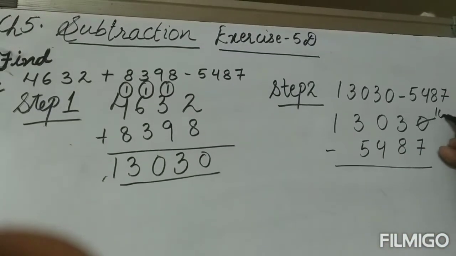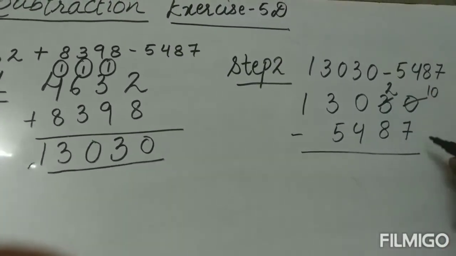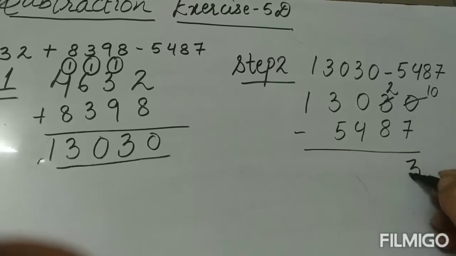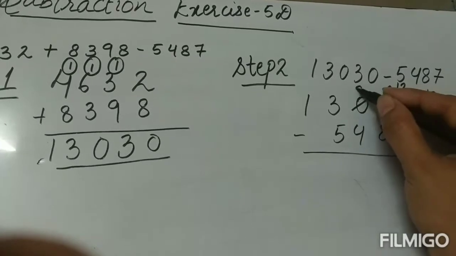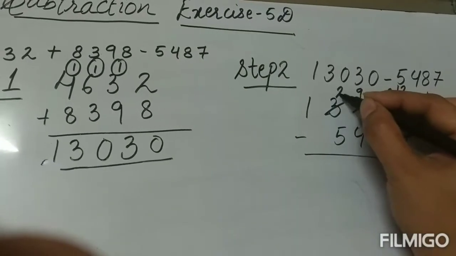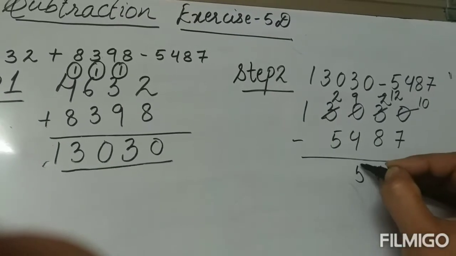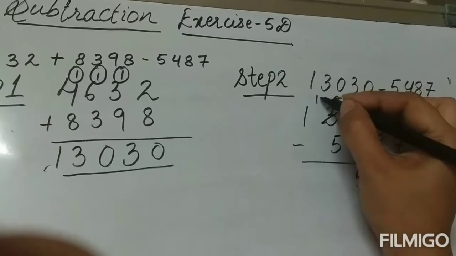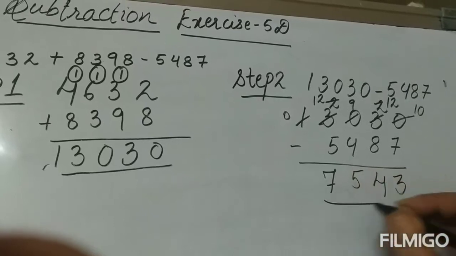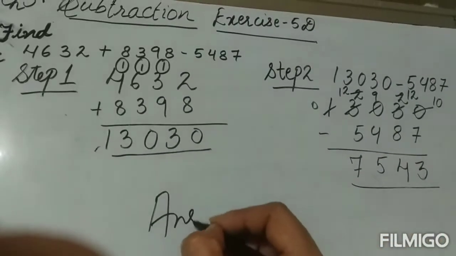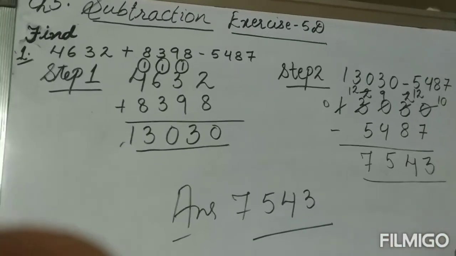This 0 will become 10 and this 3 will become 2. So 10 minus 7 is 3. This 2 will now become 12 and this 0 will become 9 and this 3 will become 2. 12 minus 8 is 4. 9 minus 4, 5. This 2 will become 12 and this 1 will become 0, and 12 minus 5 is 7. So our answer is 7543. So this is the first sum.